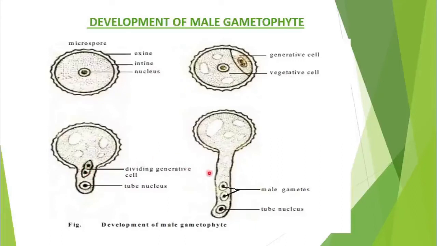When this generative cell is on the way, it divides and results in the formation of two non-motile male gametes. Hence, as soon as there is formation of two non-motile male gametes, this structure is said to be the development of male gametophyte.